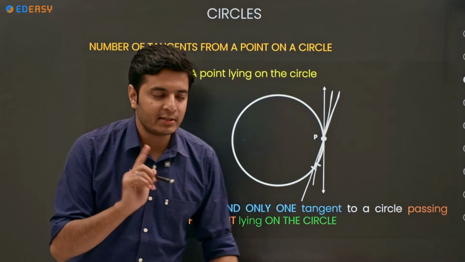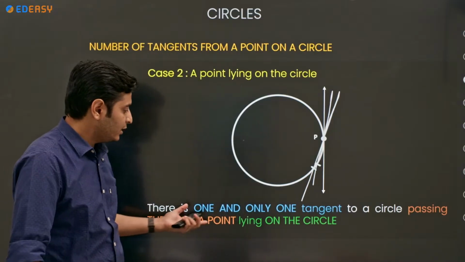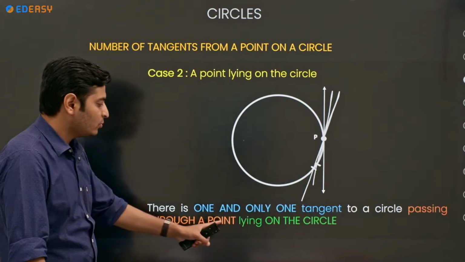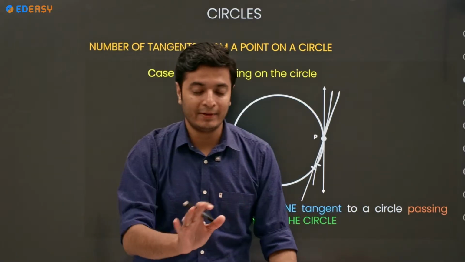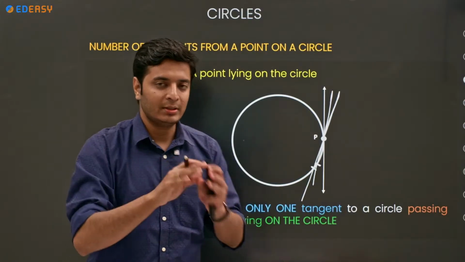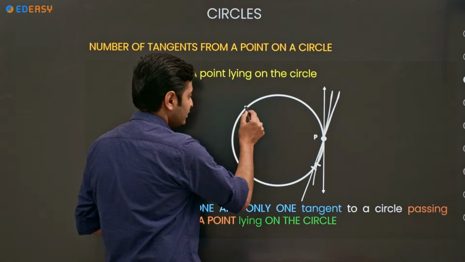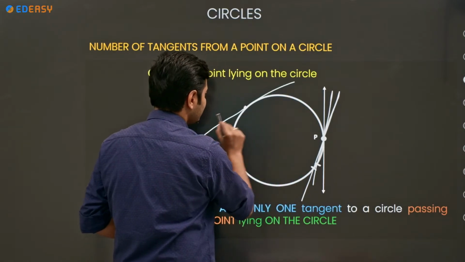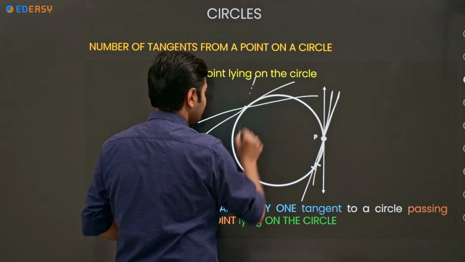So there is only one tangent possible. So what is written here? There is one and only one tangent possible to a circle passing through a point lying on the circle. Whenever a point is lying on the circle, there is only one tangent possible. It can be anywhere. Suppose the point is here. So there is only one tangent possible, this one. Other than this, every line will be a secant.